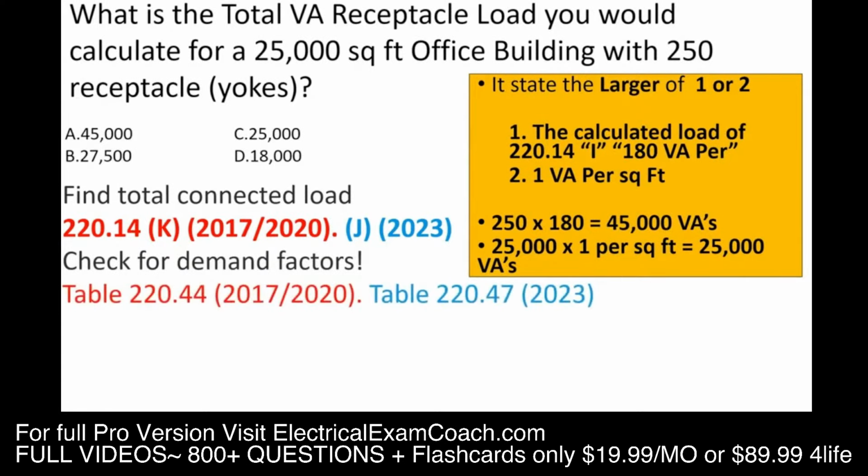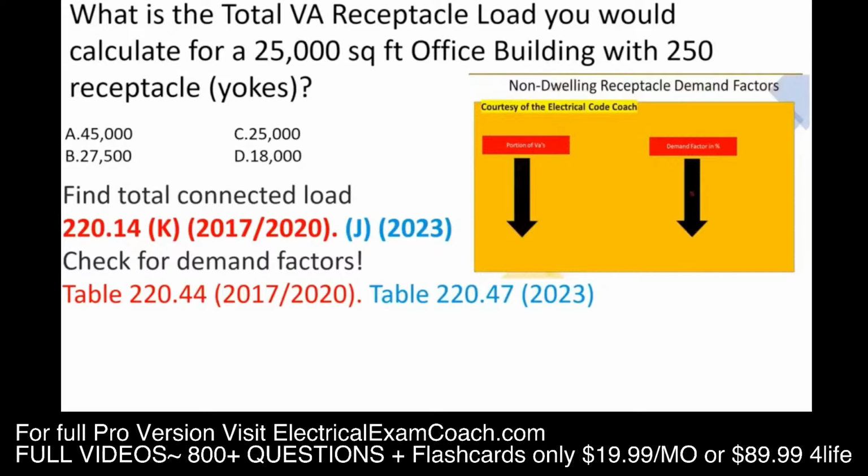That leads us to table 220.44 if we're in the 17 or 20, and table 220.47 if we're in the 2023. Same information, different title. When we get there, we're going to see it's very similar to table 220.42 and 220.45, depending on what code cycle we're in. We're going to start on the left-hand side, and it's going to tell us our portion of VAs, and then on the right side, it's going to tell us our demand factor in percentage. And this table is for non-dwelling unit receptacles.